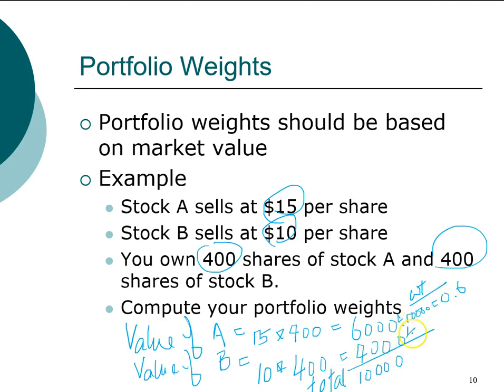The weight for stock B is the same. We take the value, which is $4,000, divided by the total value of $10,000, and that gave us 40%. So since you invested $10,000, 40% of your money is invested in stock B. So what is important here is to distinguish the difference between value and number of shares. You own 400 shares of each, but because they are valued differently, 60% of your money is in stock A, 40% of your money is in stock B.